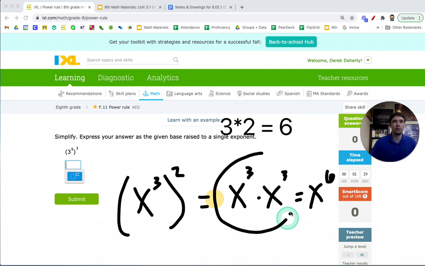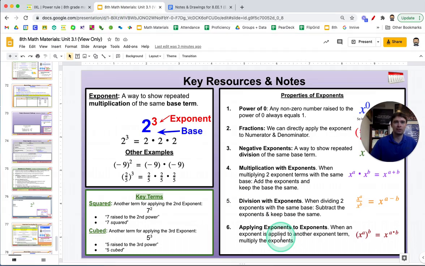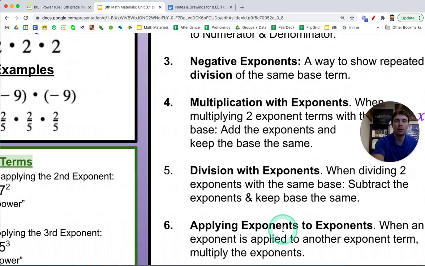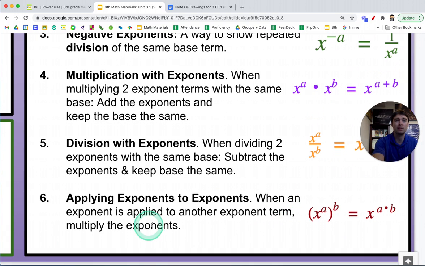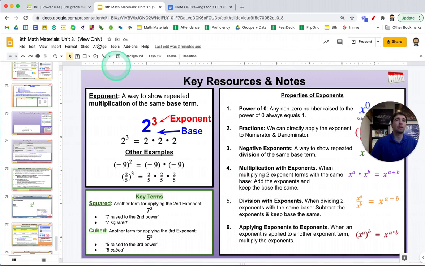We could have cut out this entire middle step, which wasn't super long, if we realized that when you apply an exponent to another exponent, all you need to do is multiply them. Now I want to show that in our notes. That's actually Rule 6, the last property we have here for our notes. Whenever you apply an exponent to an exponent, all you need to do is multiply the two exponents together to figure out the exponent attached to your final answer.